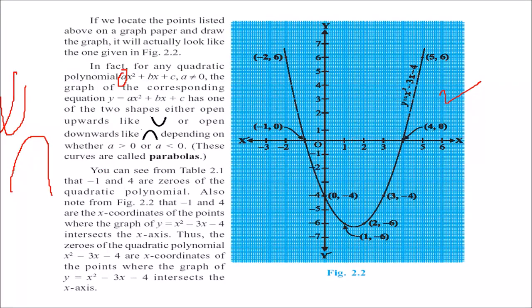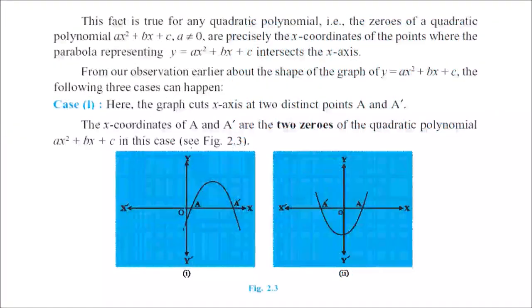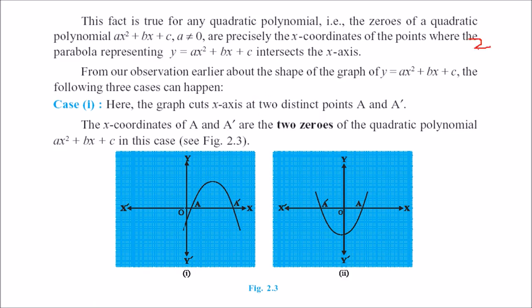As we see here, this particular curve intersects the x-axis at these 2 points. So these are 2 zeros here, minus 1 and 4. So minus 1 and 4 are the zeros or roots of this equation, which is represented by x square minus 3x minus 4. So we have 2 zeros. At most there can be 2 zeros for ax square plus bx plus c.